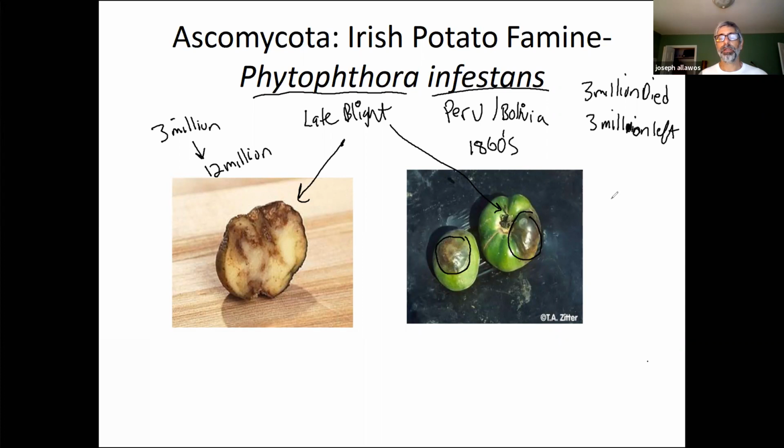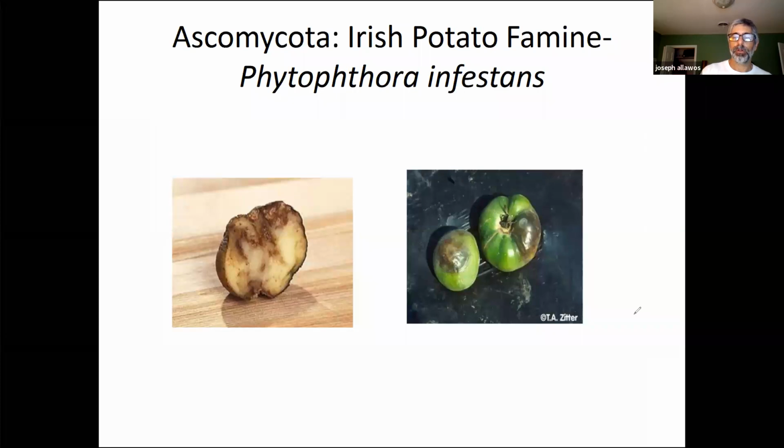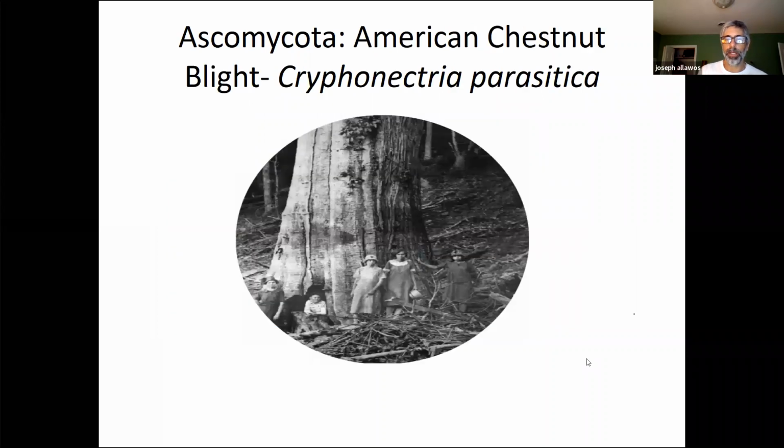It's a fascinating story. We do have a lot of history in relation to plants and fungi as well, okay? So there have been other fungal blights, unfortunately, within the Ascomycota, and most notably in this country is the American chestnut blight.